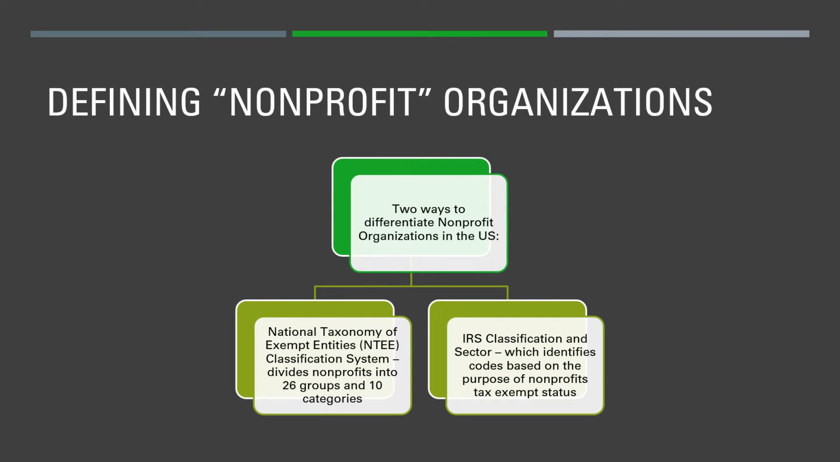So let's define how the nonprofit organization is structured. There are two ways to differentiate nonprofit organizations, and this is particular to the US, so my references will be US nonprofits. There's the NTEE classification of a nonprofit, which breaks the nonprofit down into 26 different groups or categories.